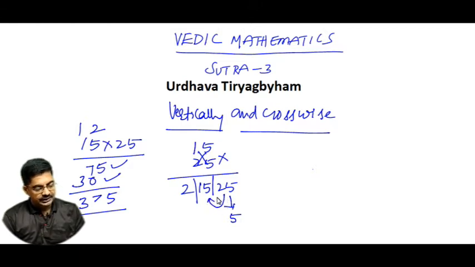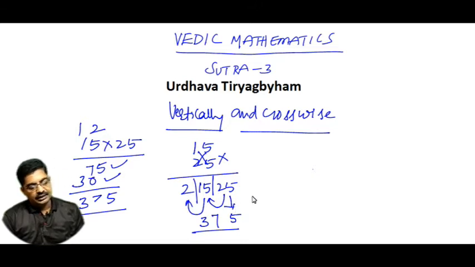Now take 25, write down the 5, and the 2 is a carry. Just move this carry to the next digit: 15 plus 2 is 17. So 7 you write down, and the carry is 1, and move the carry to the third digit. 375 is the answer. Just see here, this is the beauty of this vertical and crosswise method in Vedic mathematics. I will explain the step-by-step procedure, so that once you are aware of it, doing the vertical and crosswise method is very easy.